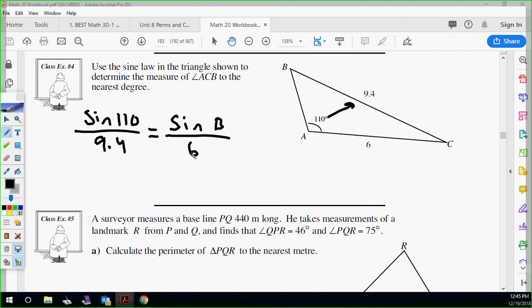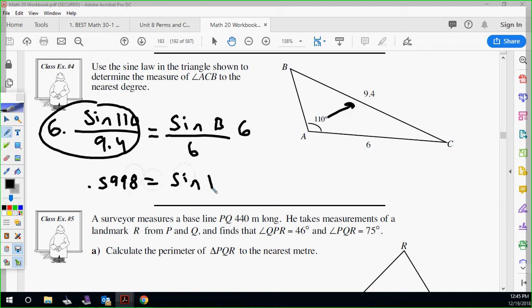You're going to multiply the 6 first. And guys, we're solving for a position and for a degree, so what are we going to end up doing? Inverse, yes. So you're going to find out what this value is. It ends up being 0.5998. Is that right? Yeah. Okay, that's what sine B is. And now what you'll do is you'll sine inverse that. And that'll kick out the degree measure. And so you should get 37.